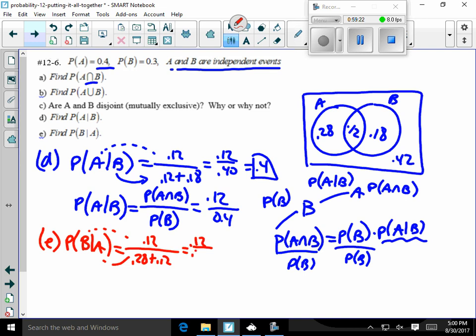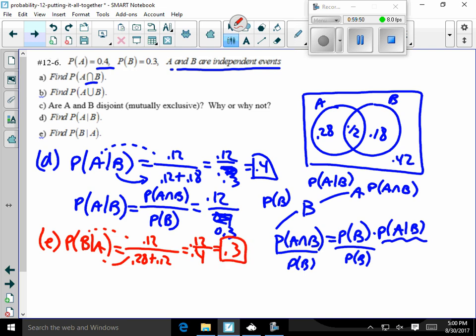Wait, that's 0.4, right? Did I do the wrong thing here? Oh, I made a mistake on this one up here. Sorry. This number is actually 0.3. Sorry, let me back up. Probability of B is 0.3, and if I add 0.12 and 0.18, that's 0.3. Yeah, that's actually the right number because this one is the one that adds up to 0.4. 0.12 over 0.4 turns out to be 0.3.